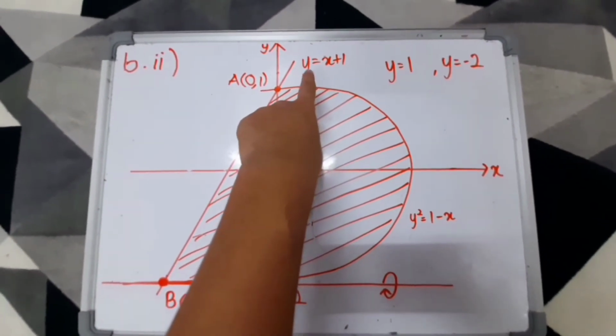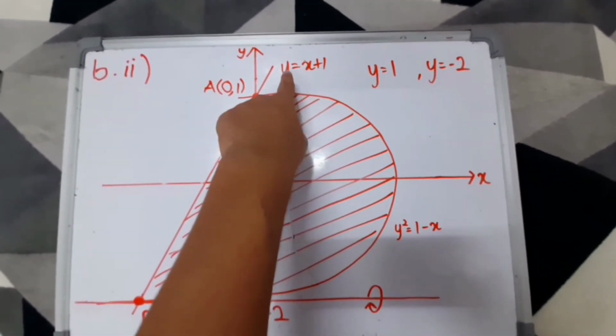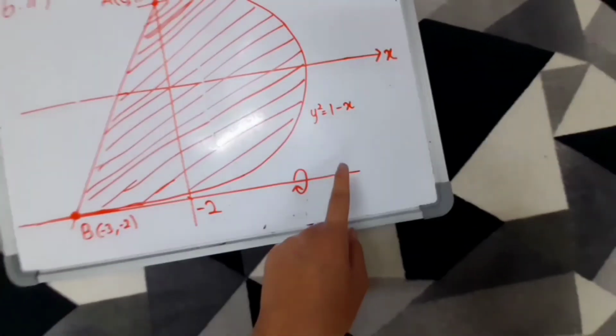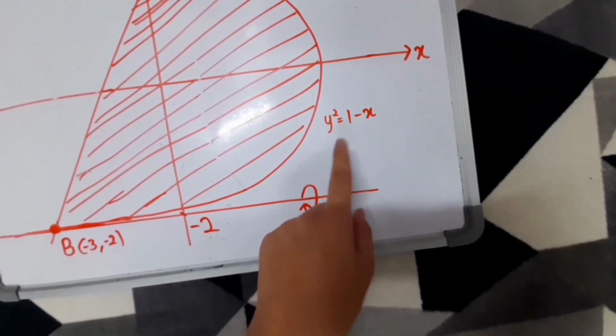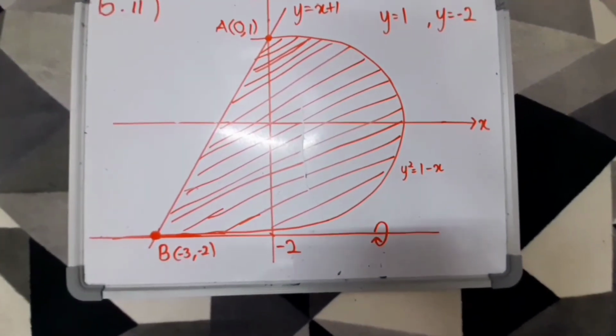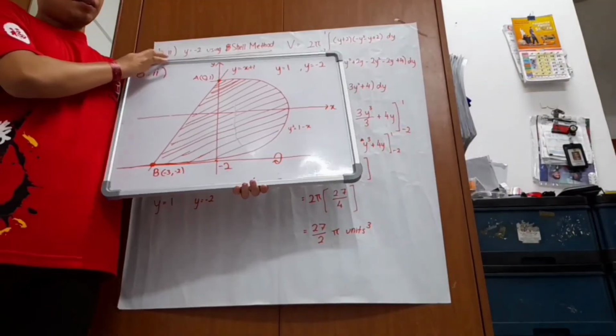Then the equations expressed in x. That means x equals to 1 minus y minus 1, and this one is x equals to 1 minus y squared. Okay, we will see the full answer. This is the graph from just now.